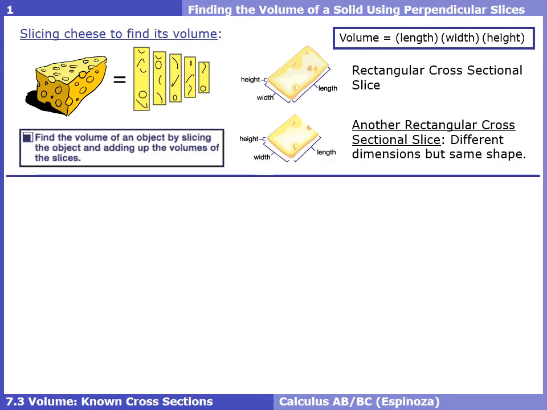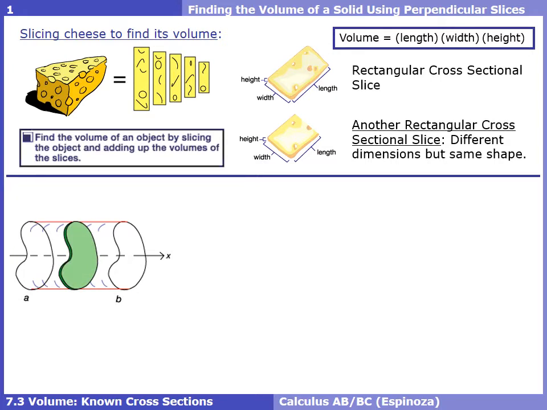So how do we extend this to shapes that are more complicated? Well, here we go. We have this bean kind of shape, so to speak, that goes from A to B. We know that somewhere in here we have a cross-sectional slice.